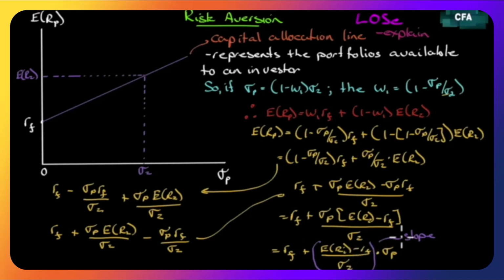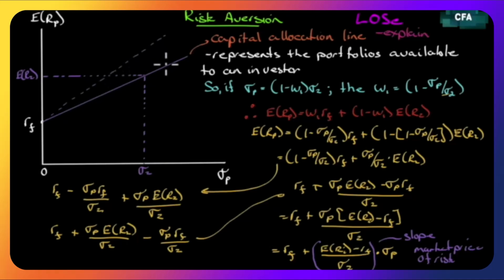And this slope has a name. It's called the market price of risk. That is the market price of risk. So what happens in more volatile markets, what do you think happens? The market price of risk increases. If the market price of risk increases, the slope of the line increases. Suddenly, it starts to look like this.